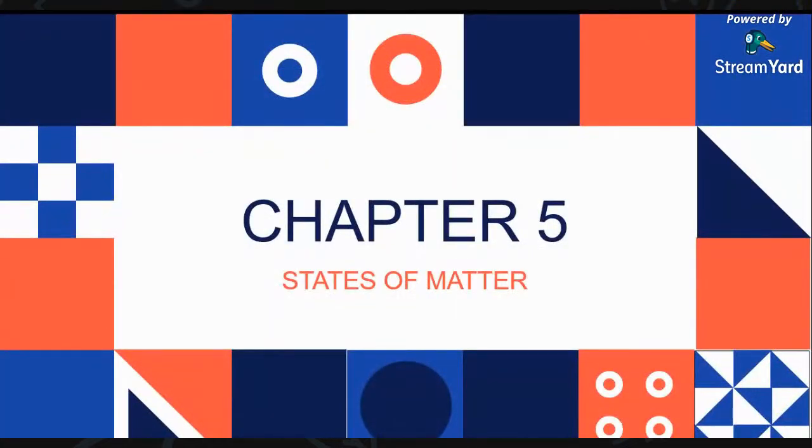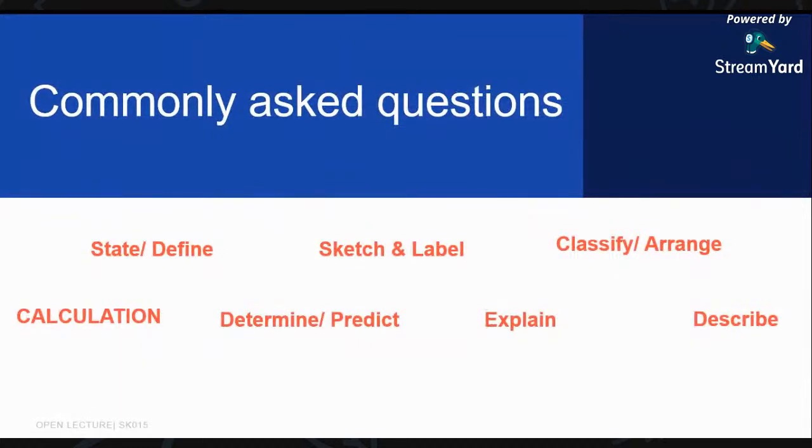States of matter. States of matter actually has lesser weightage than the previous chapter that I discussed, but that does not mean this chapter is less important. If you want to score your A, you have to master all your chapters very well. Commonly asked questions under chapter 5 would be state or define questions. You do have to sketch and label. Classify and arrange questions are also present. You have questions on determine and predict, explaining as well as describing.